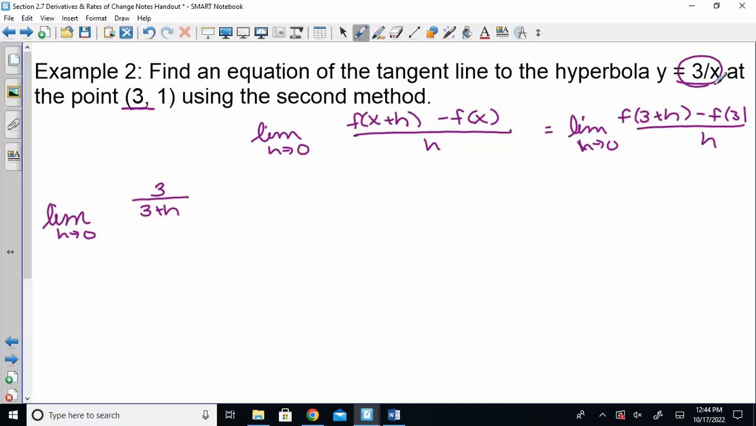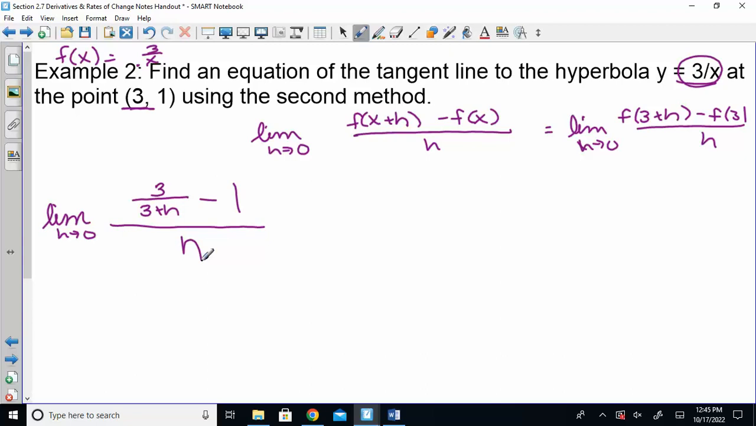Function notation. So this is my function, 3 over x. Think of it like this. F of x is 3 over x. If I ask for f of 2, you'd plug a 2 in for your x and be 3 over 2. If I said f of 5, it'd be 3 over 5. So when I say f of 3 plus h, you're just replacing your x with 3 plus h. Minus f of 3. If you plug a 3 in here, what do you get out? 1. 3 divided by 3 is 1. All over h.